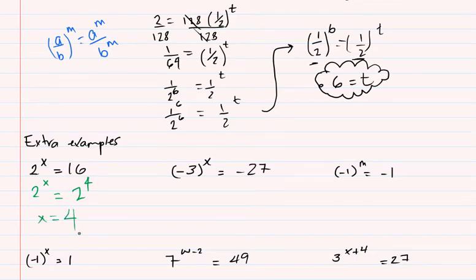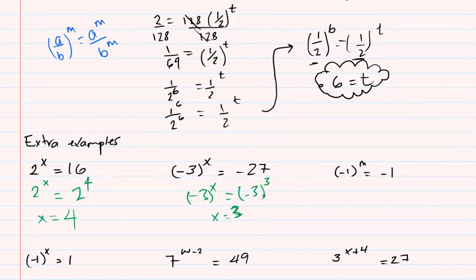Next one, negative 3 to the power of x is equal to negative 27. How do we convert negative 27 to the same base as negative 3? Well, negative 27 is negative 3 cubed. Now that the bases are equal, we can equate the exponents. x is equal to positive 3.